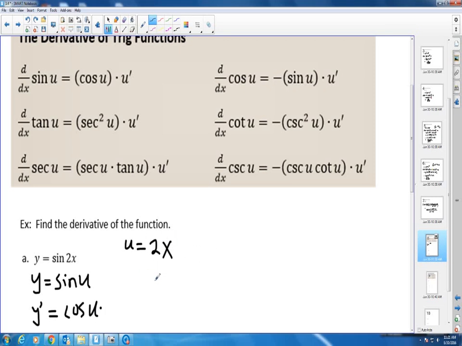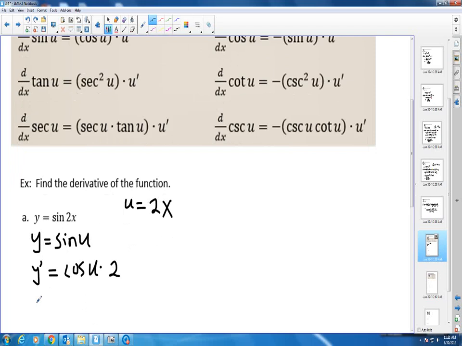The derivative of 2x will just be 2. So my answer will just be 2 times cosine of, what was u? u was 2x. That's the way I'm looking at it, but I don't always say it like that. All I see is sine as being an outside function, 2x as the inside function. So the derivative of the outside is cosine of the inside, which is 2x, times the derivative of the inside, which is 2. That's it.